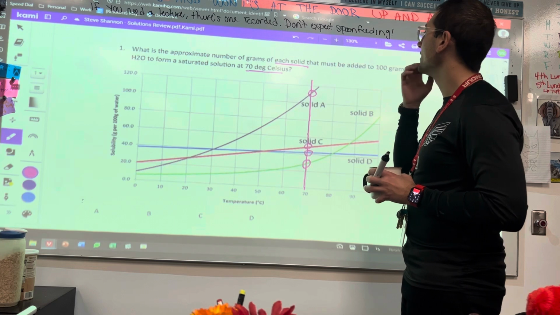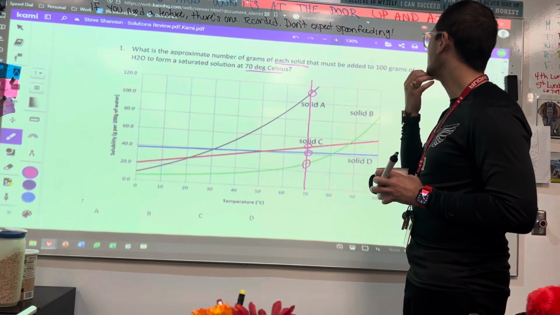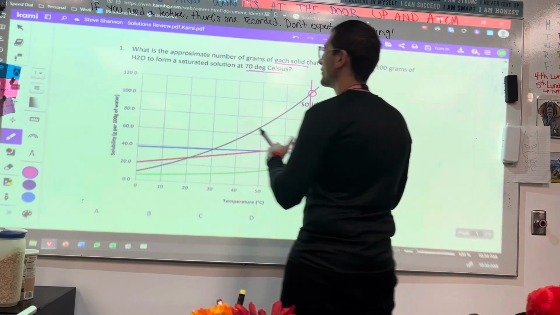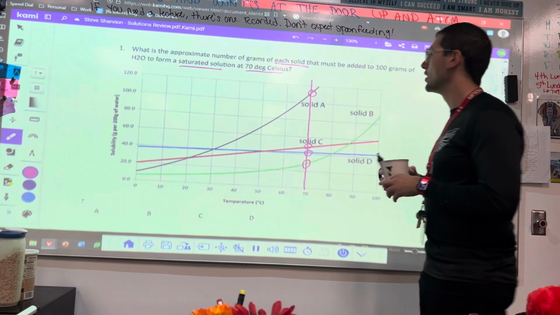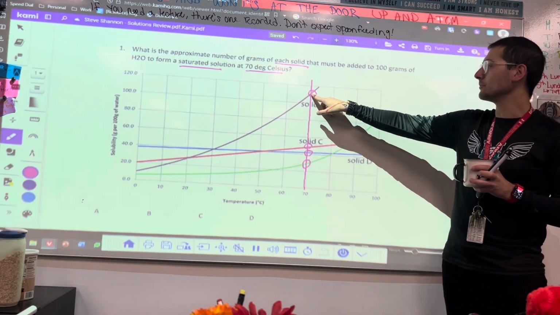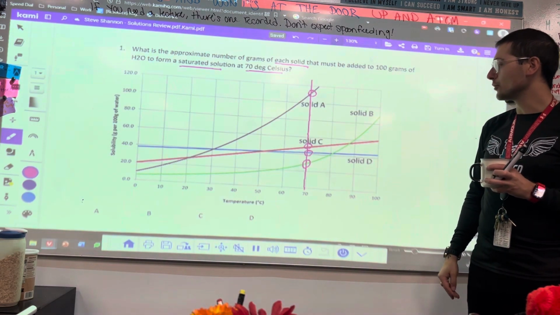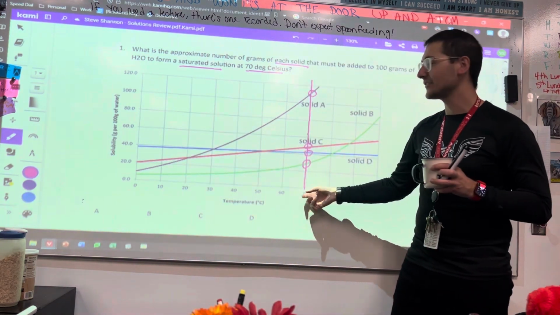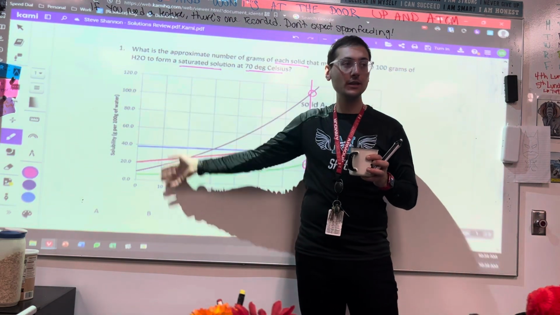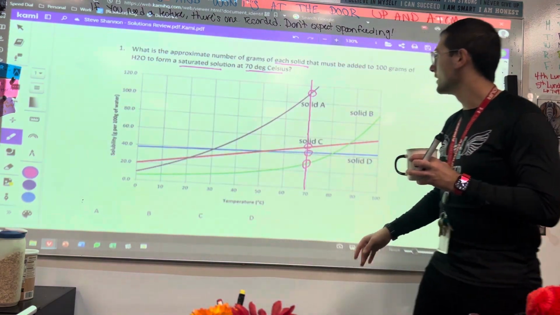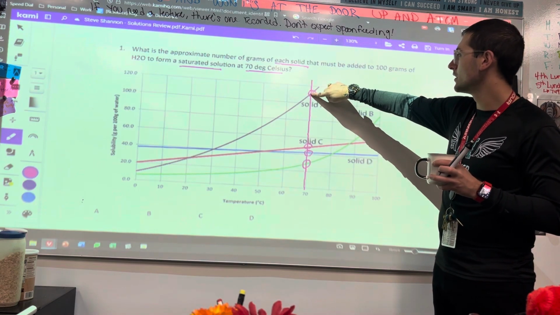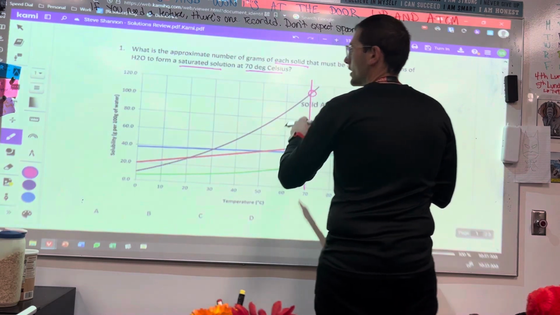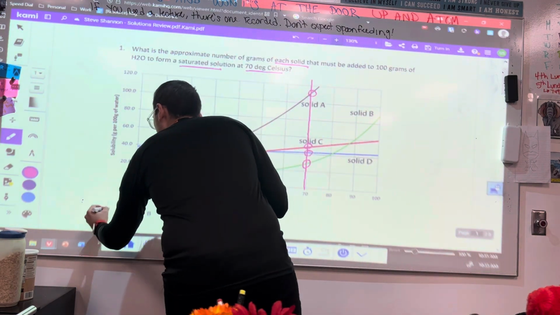So the approximate number of grams of each solid that must be in 100 grams of water to form a saturated solution at 70 degrees. So now we know our definition that saturated means the point must be on the line. And so we can just put it in at 70 degrees, what is the gram? So if at this x-axis, what is the y-axis going to be in order to intersect with each line? Well, at solid A, we're about halfway in between 100 and 120. So we're going to call that about 110 grams.